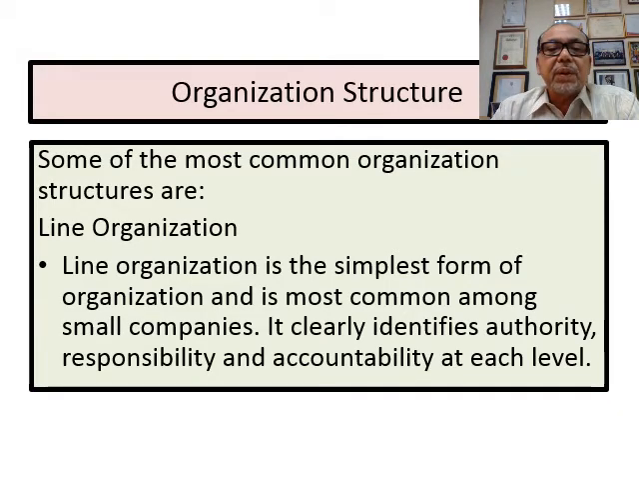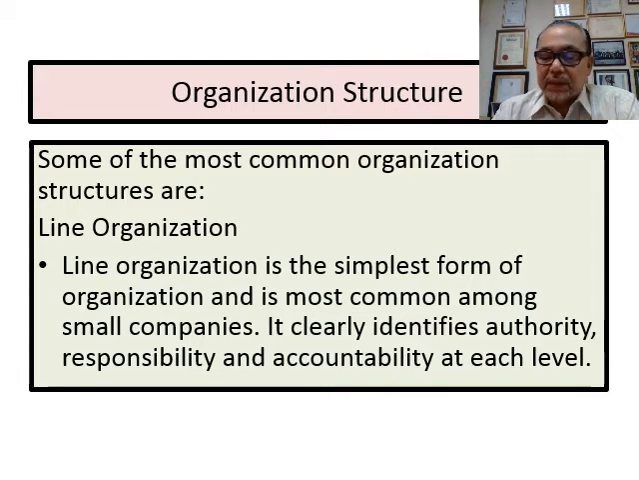Some of the most common structures are line organization. Line organization is a simple form of organization that is most common among small companies. It clearly identifies authority, responsibility, and accountability at each level. We see the production of cars, maybe production of bakery, so you can see line production from one section to another section. In the end, you have a bread that you produce from flour, the first material they started with. Or in the line production of cars, you can see in a big car factory how the production is done.